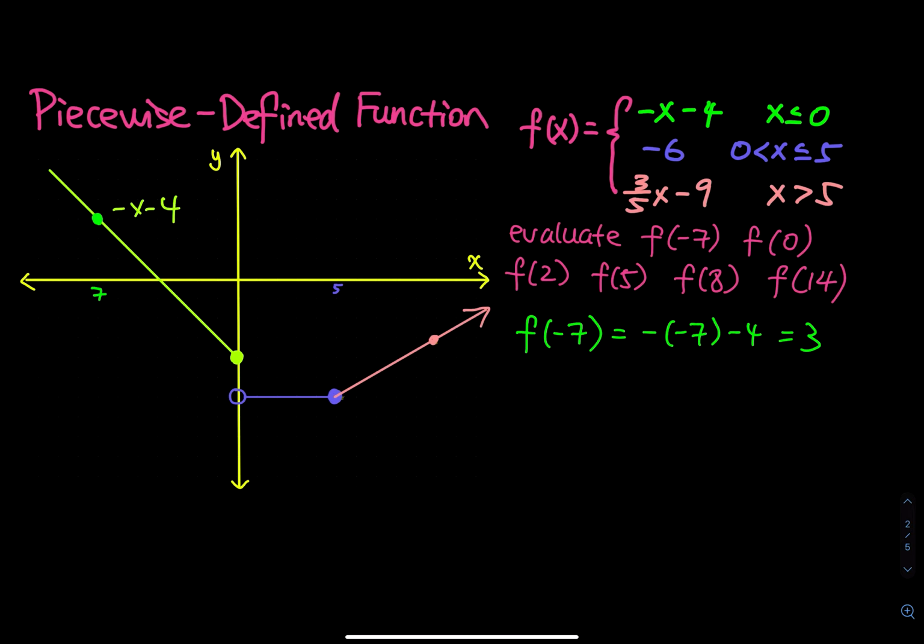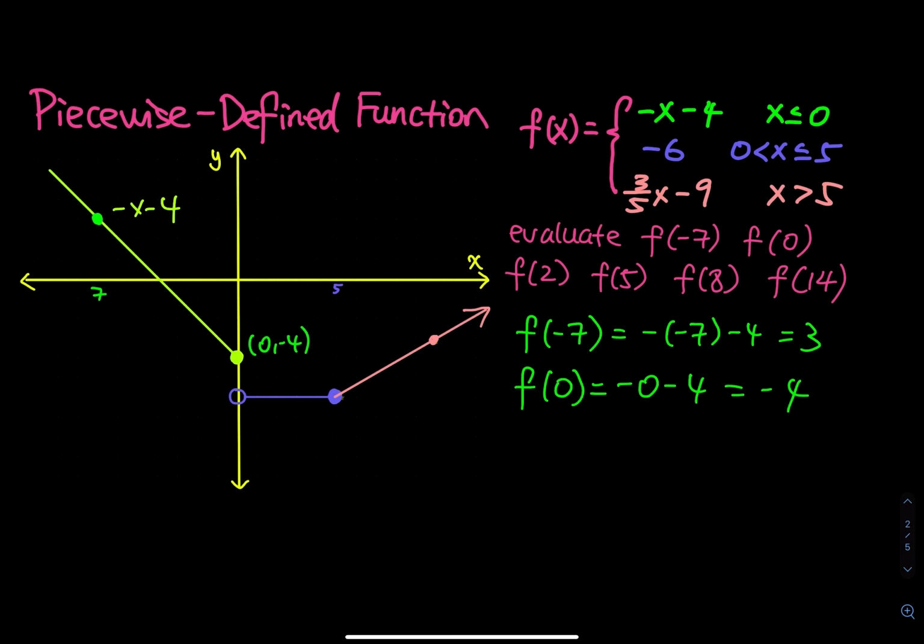And then how about x equals 0? So this is x equals 0, right? Then we still use the first piece. So f of 0 equals negative 0 minus 4. We have a negative 4. So therefore, we have the point 0, negative 4 right over there.